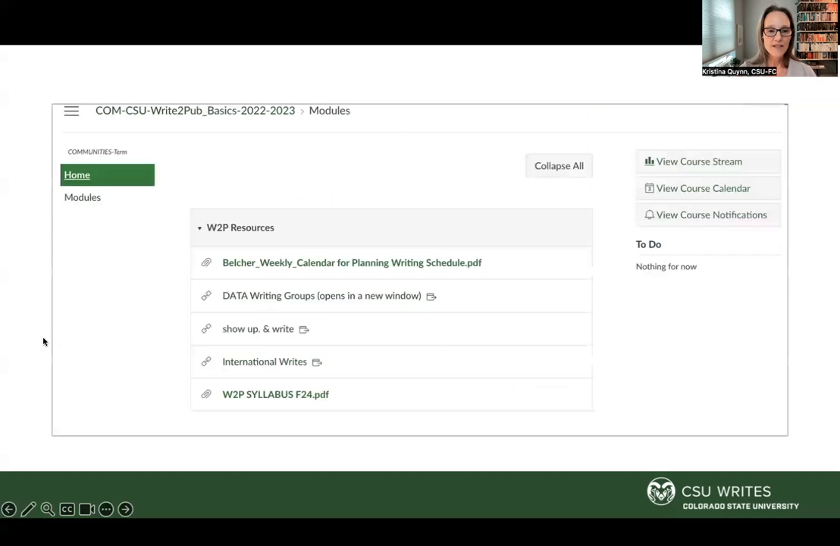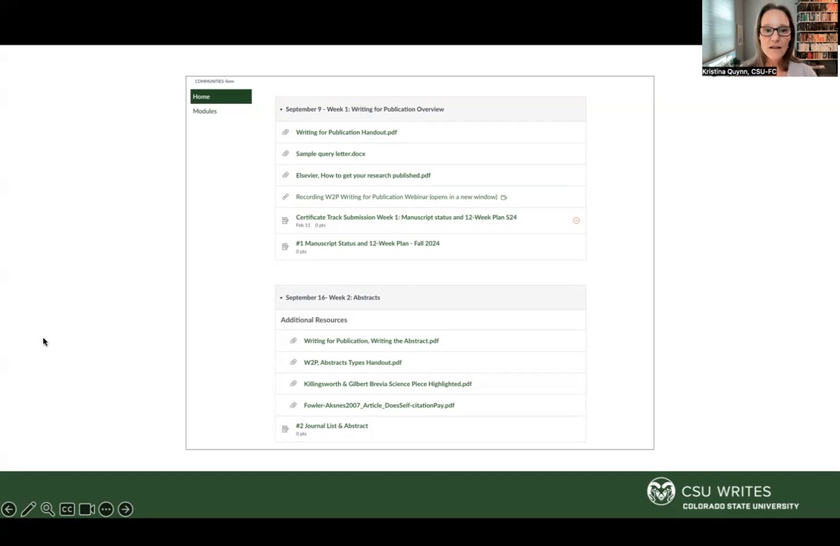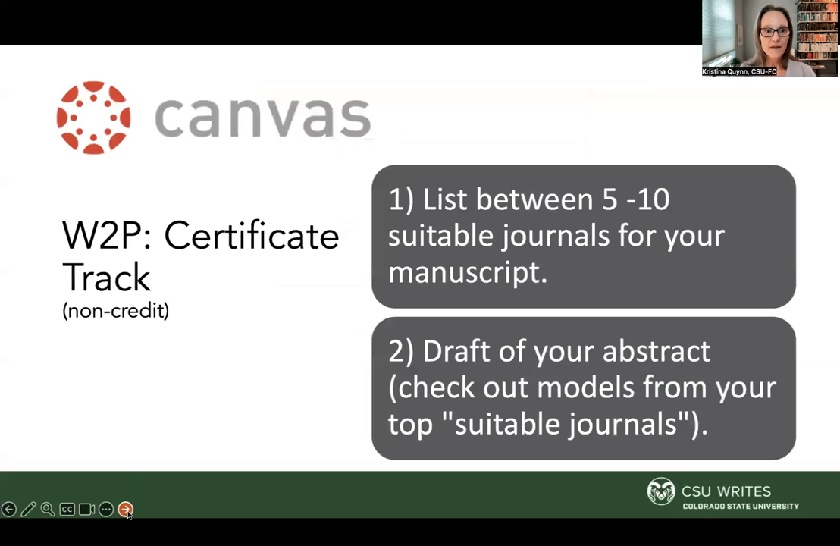Oops, sorry, slides went awry. This week, we're talking about abstracts. There's also additional information in those handouts and things that I'll be referencing today in the slides. I'll also post the slides for the presentation, as well as this recording. And then there's a journal list and abstract assignment, and I'll talk more about that in a moment.